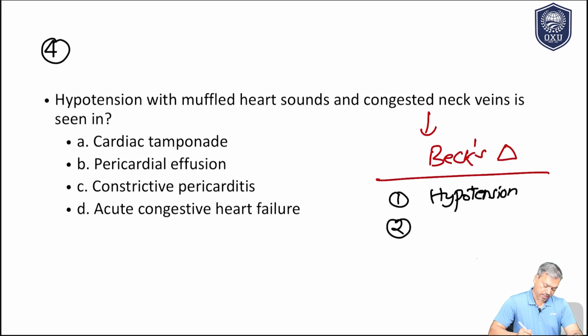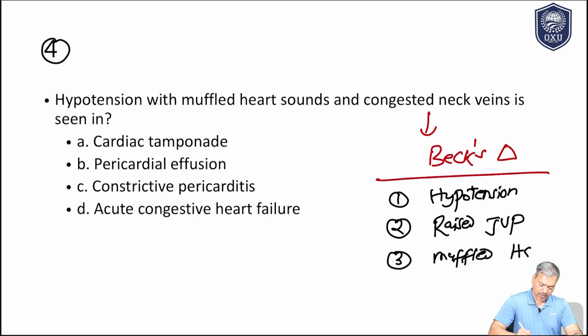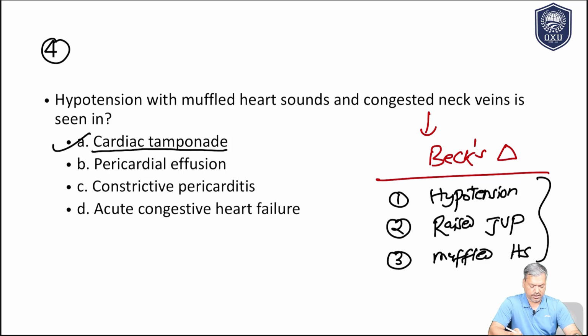Second is raised JVP, and third is muffled heart sound during auscultation. This is called Beck's triad, and if Beck's triad is there, of course the diagnosis is cardiac tamponade. A, cardiac tamponade, is the answer. In none of the other conditions is Beck's triad seen. So this is a very important question.